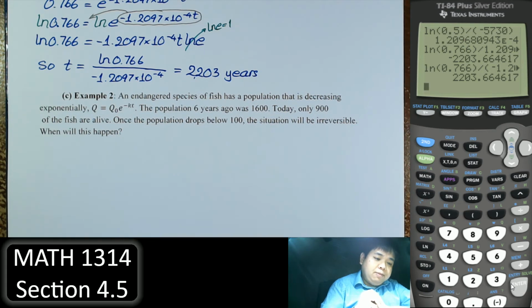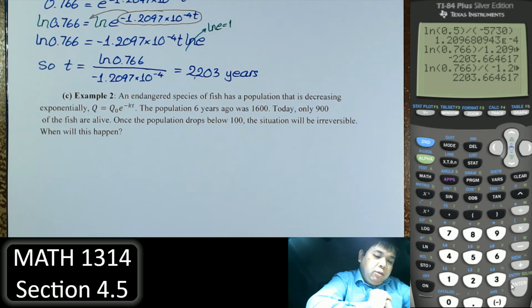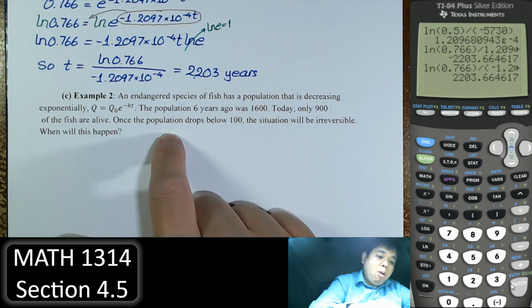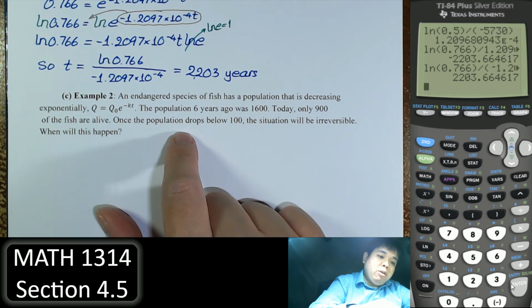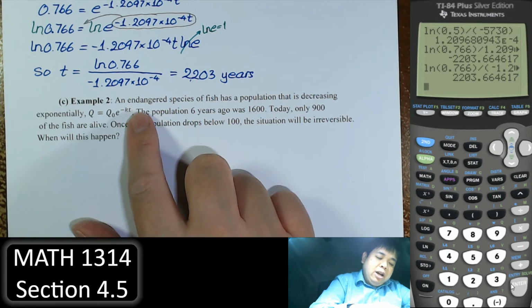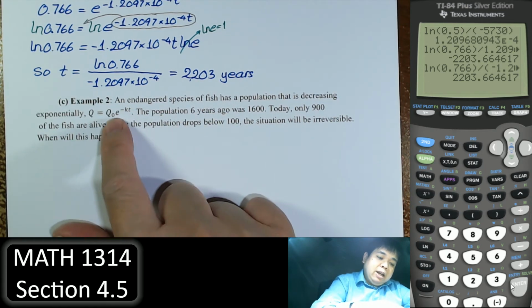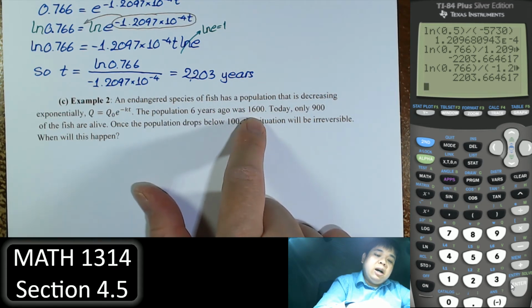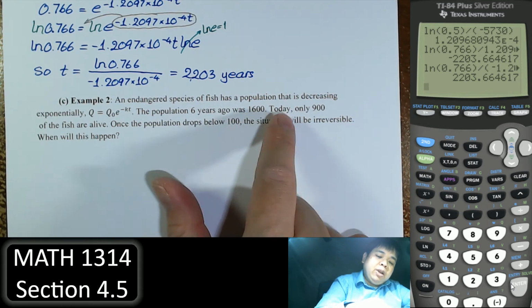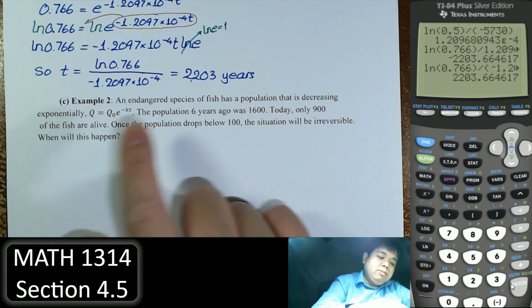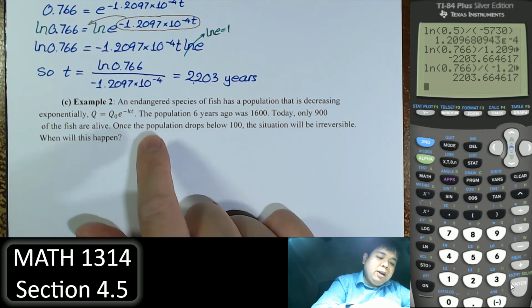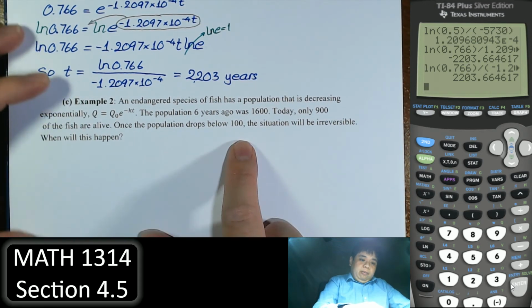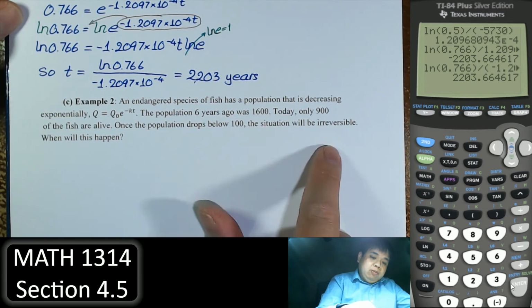Right. So again, pretty much the same model. Now we have a population. But this time the population is decreasing in this form. So an endangered species of fish in that form. The population 6 years ago was 1,600. Today, only 900 alive. When the population is below 100, it is irreversible.